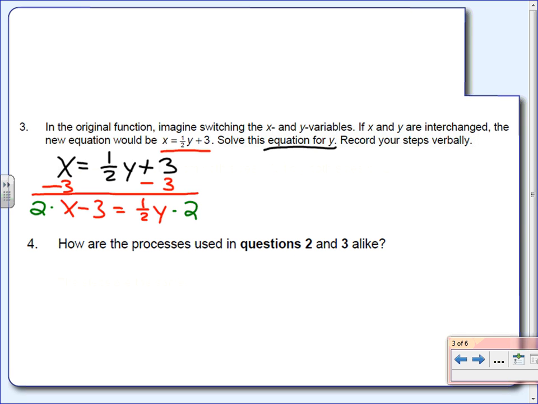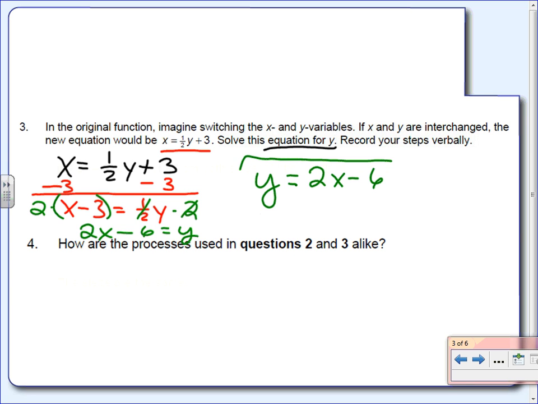Now we need to be very careful here, guys. When we're multiplying by 2, we're actually multiplying the whole side by 2. So I'm going to put this x minus 3 in parentheses. I'm going to multiply the whole thing times the 2, which means I'm going to have to use some distributive property here. 2 times the x is 2x. 2 times the negative 3 is negative 6. And over here, all I'm left with is y. So I've got a brand new equation, and that brand new equation is y equals 2x minus 6. There's our new equation.